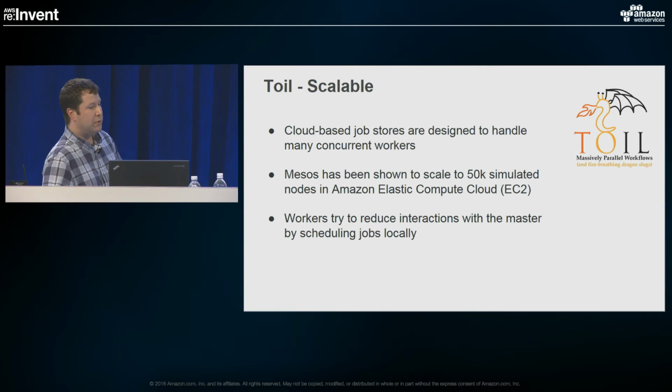On top of that, we're using Mesos as our actual workers, and we've shown in testing that we can scale out through the auto-scaling code of Toil. We can scale out to about 50K nodes on Amazon EC2. So I think that gives us quite a bit of headroom for scaling out our computes.